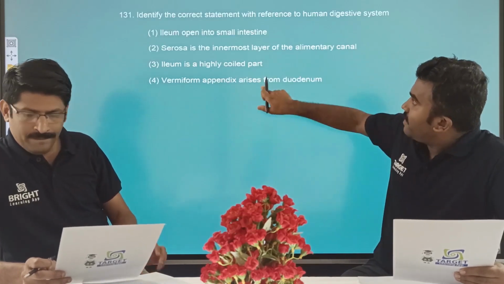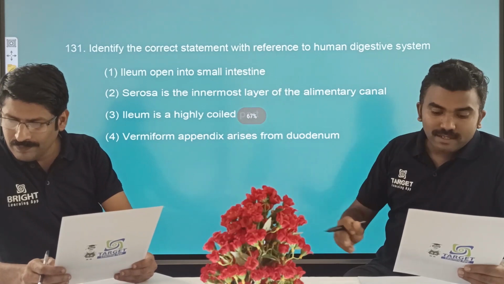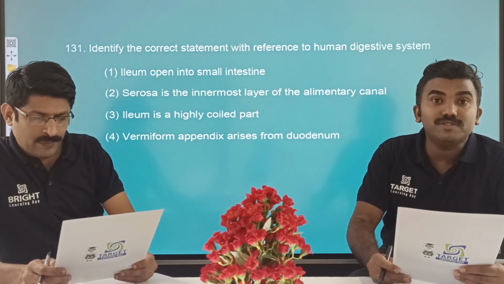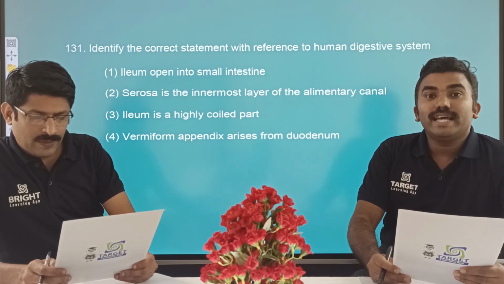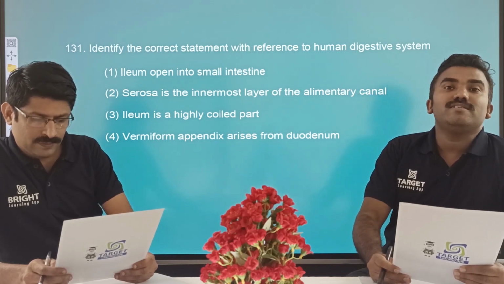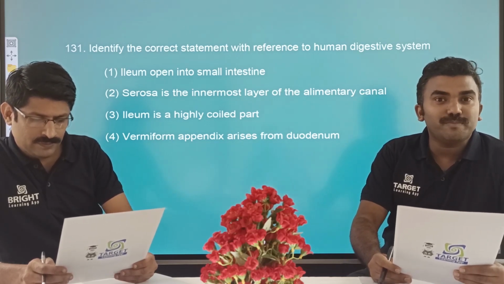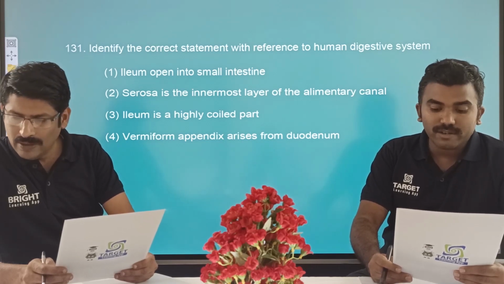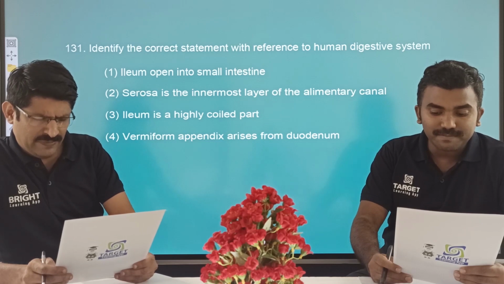Question 131. Identify the correct statement with reference to the human digestive system, from the chapter Digestion and Absorption from the first unit of human physiology in Class 11. It is taken from page number 259. You can go through that. It is a very clear, simple question.